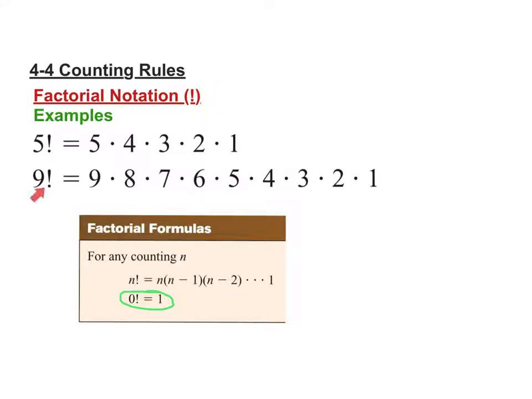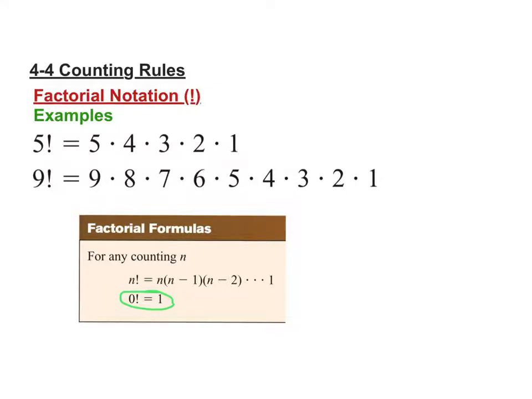So one of the issues is, if this was 70 factorial, you don't want to be writing out 70 numbers. Most of the time you're not going to have to. Your calculators have a factorial button. On your graphing calculator, it should be in the math menu. If you have trouble finding it, let me know. I will help you find it.